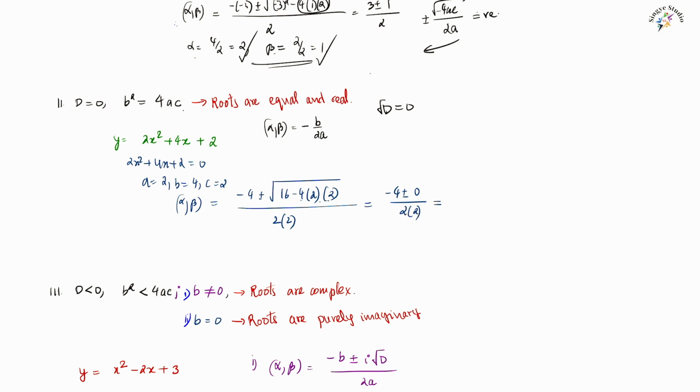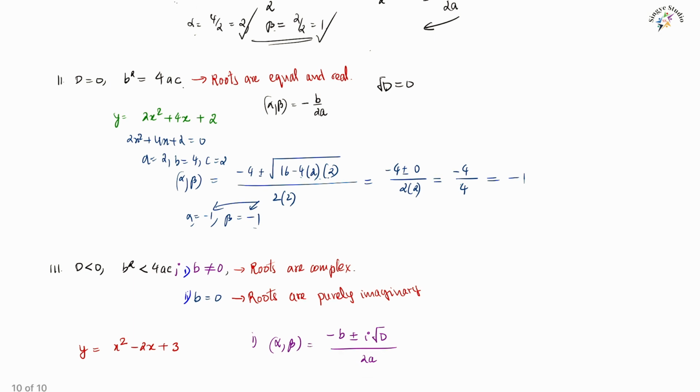So we have negative 4 upon 4, so we have negative 1. So here alpha equals negative 1, beta equals negative 1. But here this alpha and beta are equal, as well as real. So if d equals 0, then alpha and beta will be equal, as well as real. Okay, so this is what condition number 2 says.